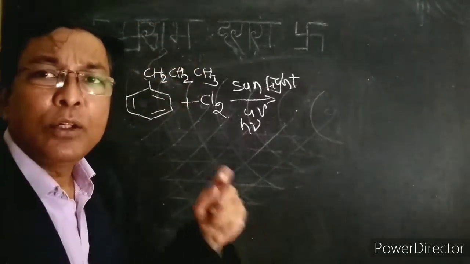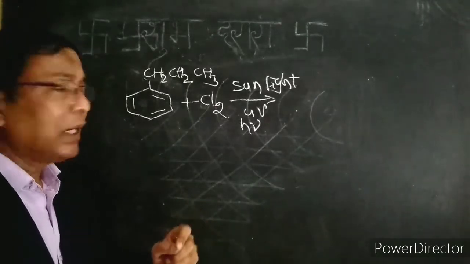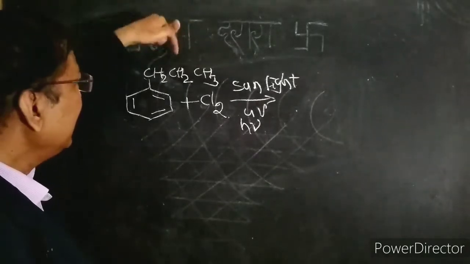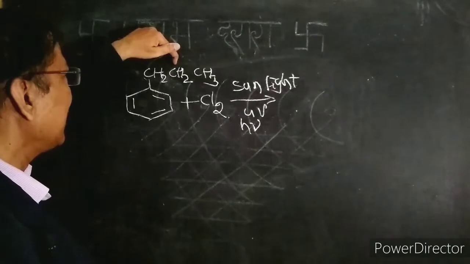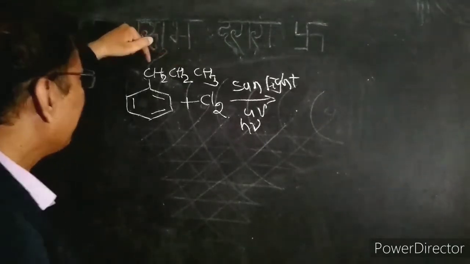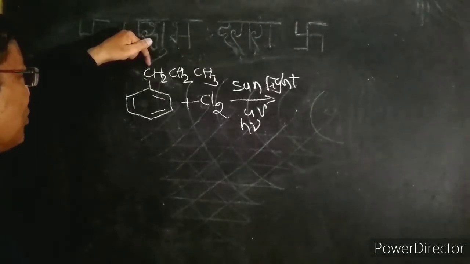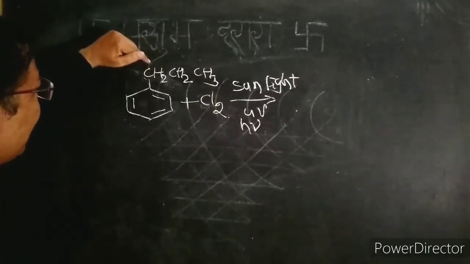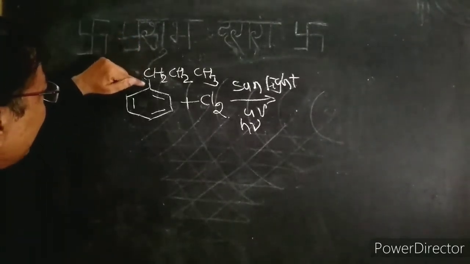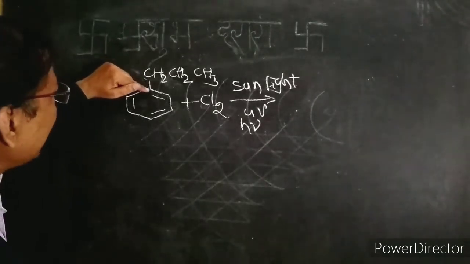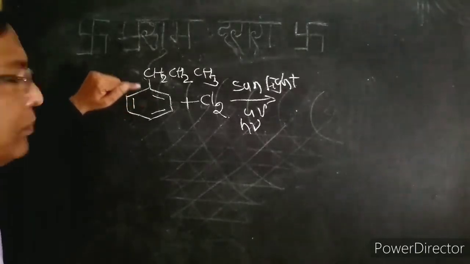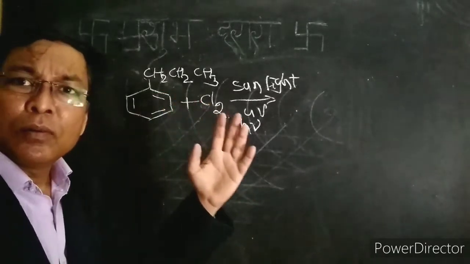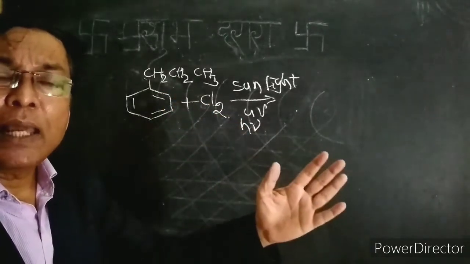Here we have to take into consideration the stability of the free radical. If the free radical is formed on this carbon atom, that is the primary free radical. Here the free radical is formed on this carbon atom, that is the secondary free radical. If the free radical is formed on this carbon atom, this is the benzylic free radical. Why is it a benzylic free radical? Because the free radical is formed on that carbon atom which is attached to the carbon atom having a double bond. So benzylic free radicals are more stable than secondary free radicals and primary free radicals.